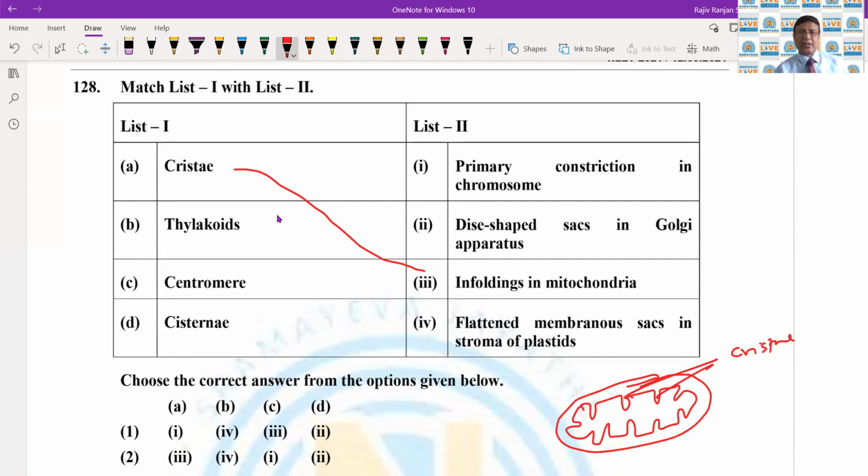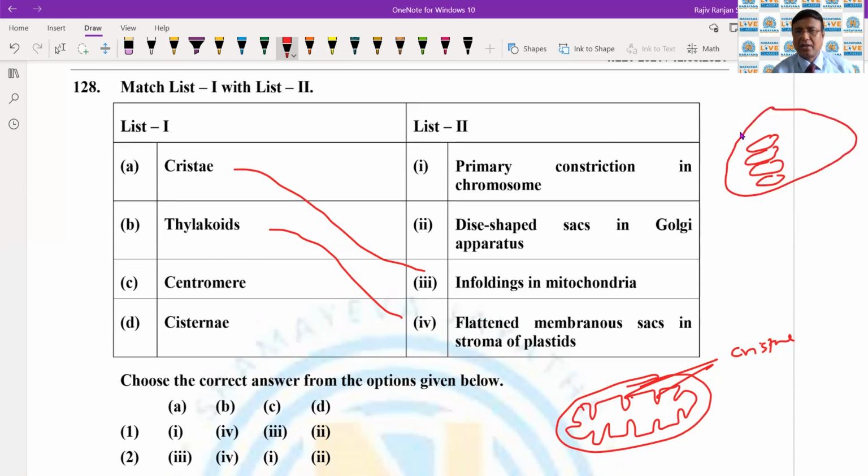Second, thylakoids. Thylakoids are actually flattened membranous sacs in the stroma of plastids. So thylakoids are hollow coin-like structures that make the grana, and they are present inside the stroma of the chloroplast. Okay, so these are thylakoids. Now centromere.